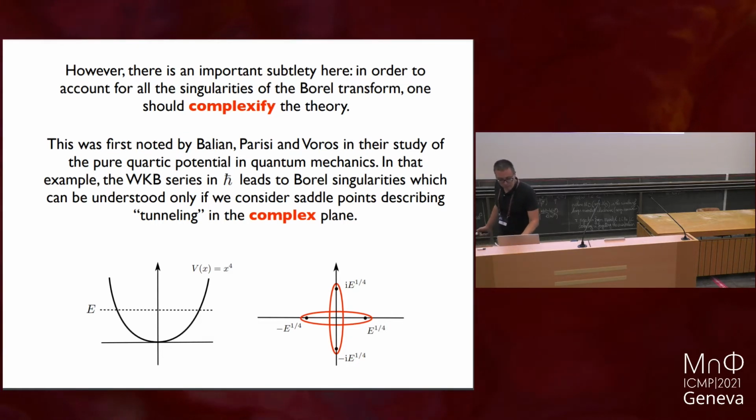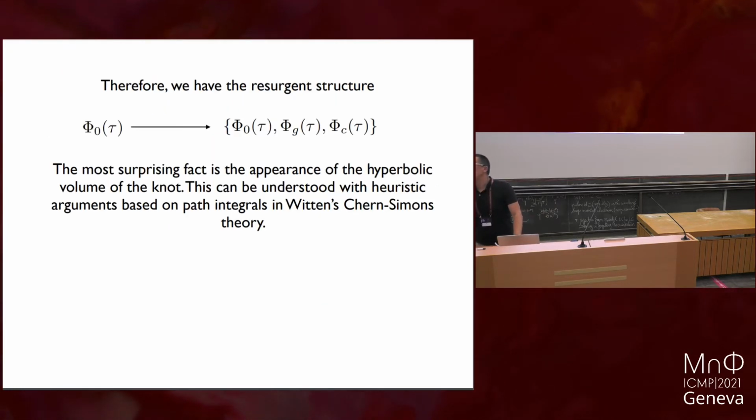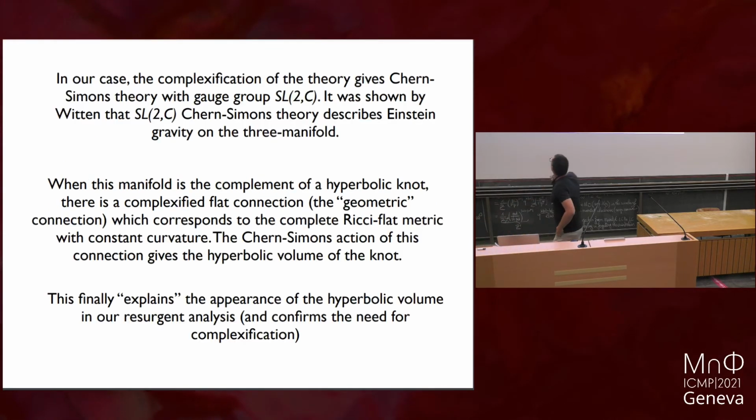Now, this means that if we really want to understand these three series, we'll have to consider Chern-Simons theory but complexify. Now, what happens? What is Chern-Simons theory in 3 dimensions complexified? Well, it was actually pointed out by Witten that if you complexify Chern-Simons theory, so instead of having the gauge group SU2, you have the gauge group SL2C, what you have is a theory which describes gravity on the manifold. So Chern-Simons theory with complex gauge group essentially is a theory of Riemannian metrics on these three manifolds.